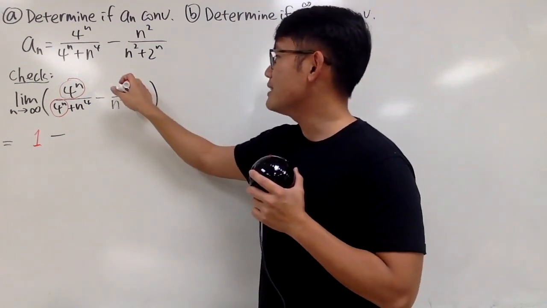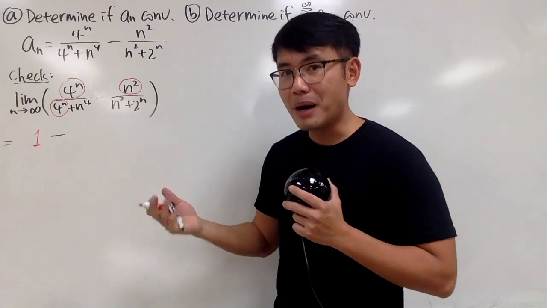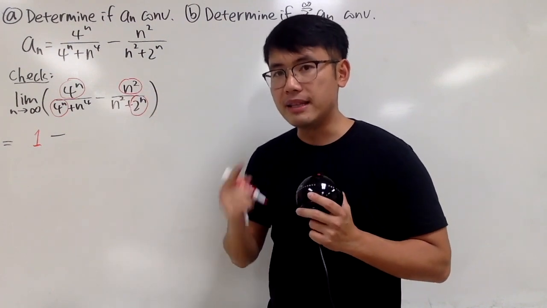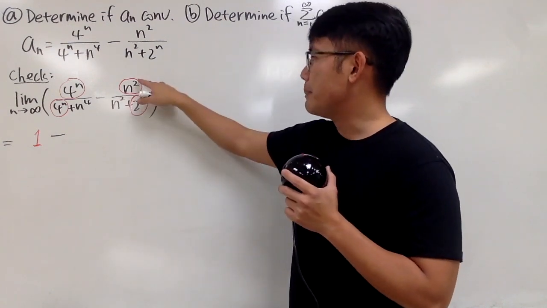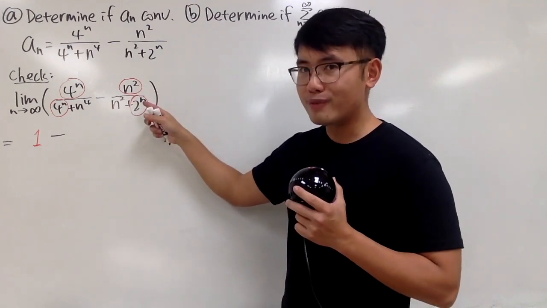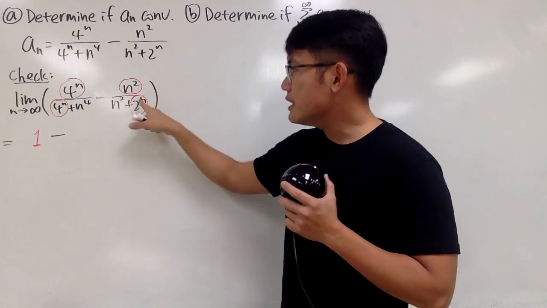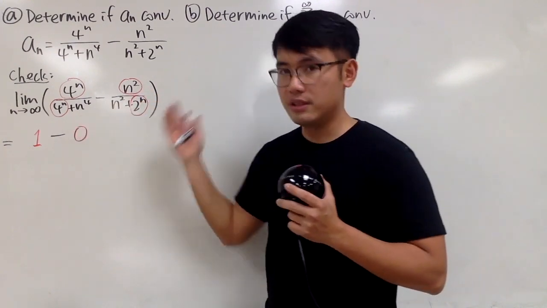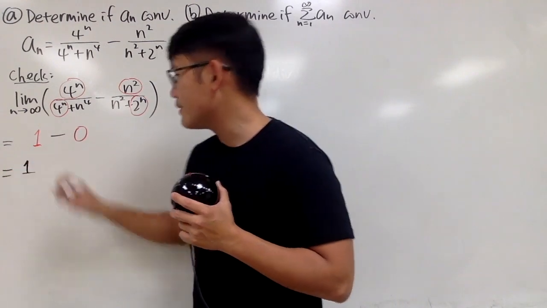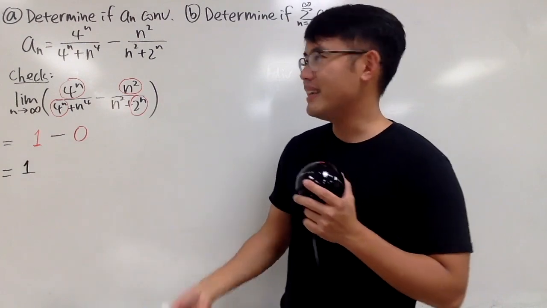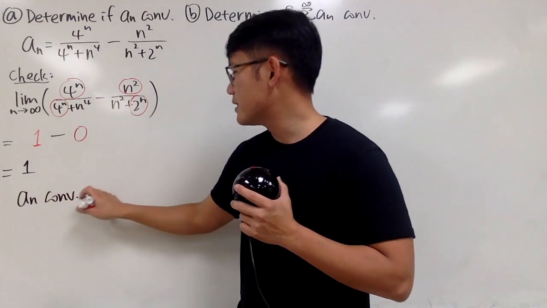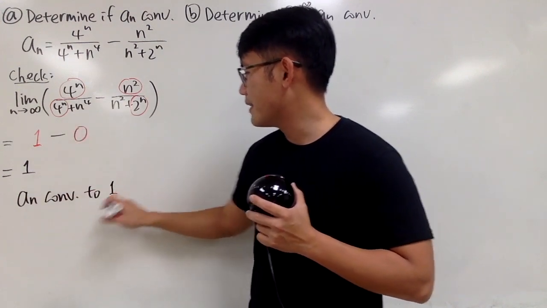So on the top, yes, you circle n squared, but on the bottom you have to consider 2 to the nth power. And then by the list, we know that n to the p's power is so much smaller than b to the nth power, right? So in this case, we actually end up with 0, and all in all, the answer here is equal to 1. That's the answer. And we'll just say that an converges to 1.